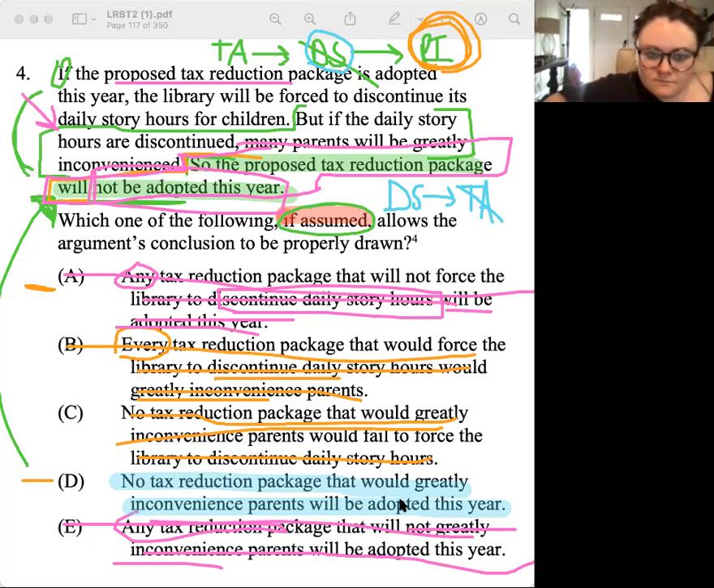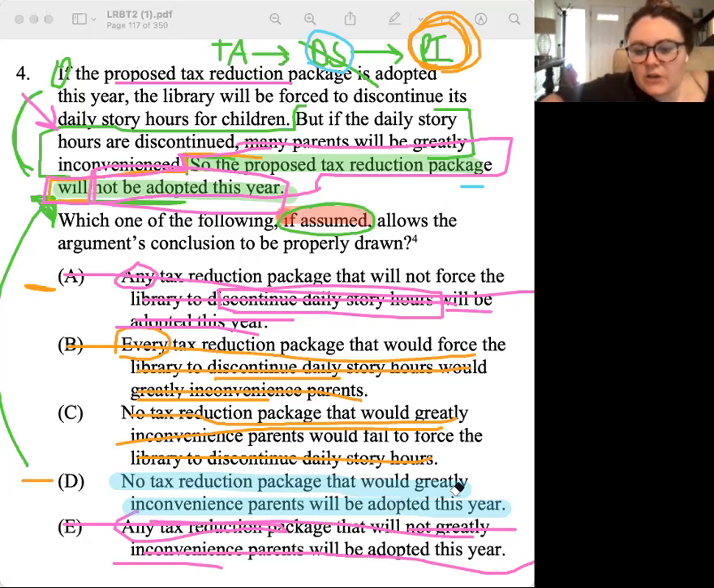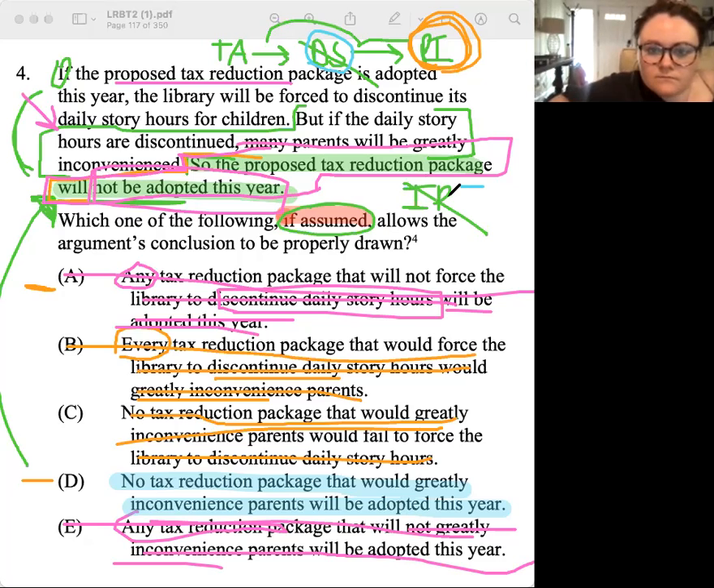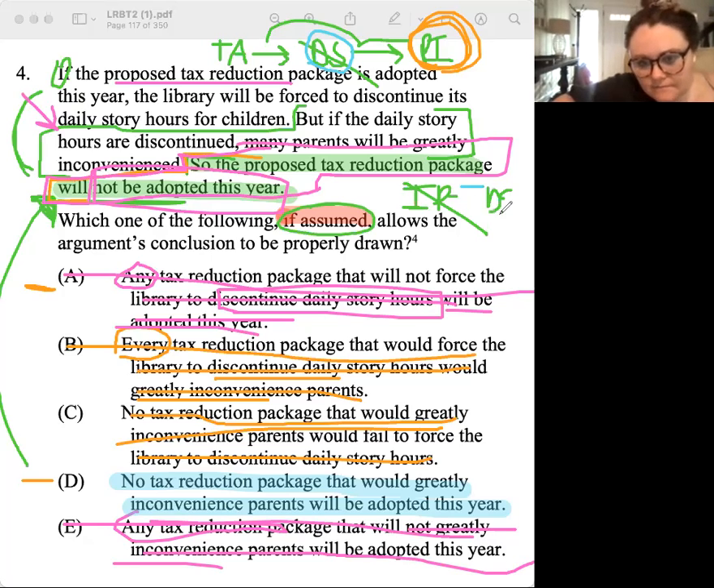It works because it's saying no tax reduction package that would greatly inconvenience parents will be adopted this year. So if we do not inconvenience parents, what does that mean in our little diagram up here? What happens? So the daily story hours are continuing. Yep, and then what else happens? It's not adopted. Yeah, do you see that? The tax reduction doesn't happen. And that's what we're trying to prove.